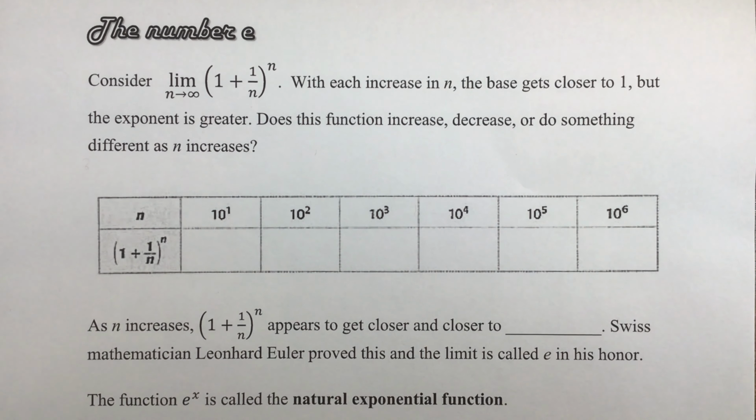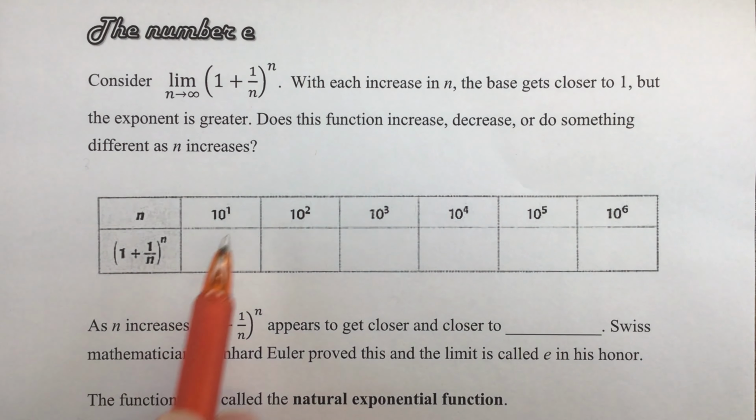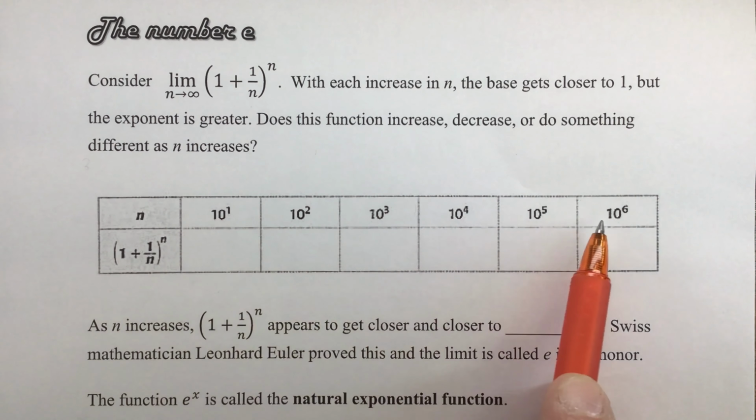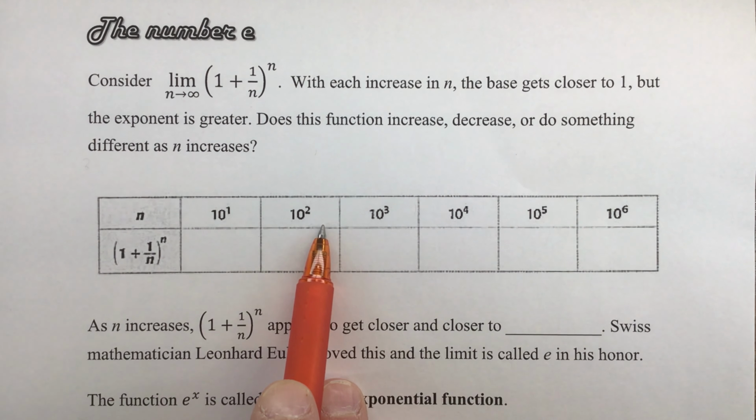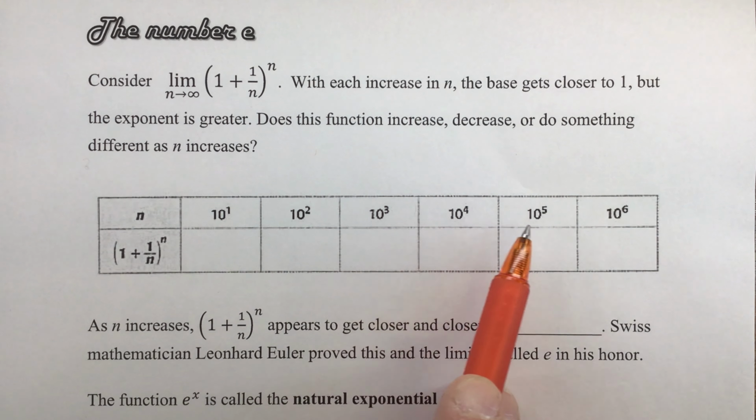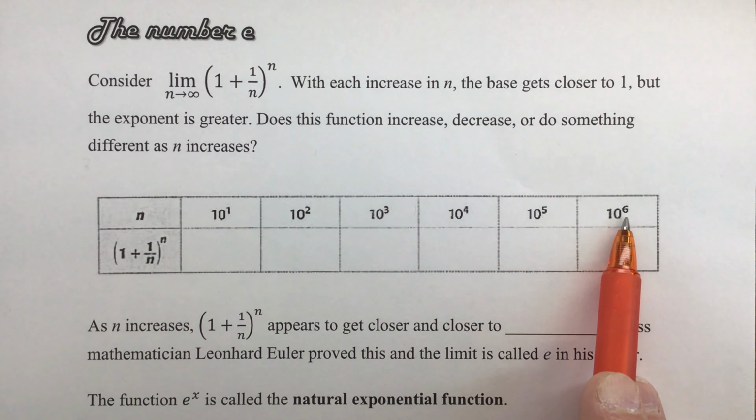The truth is, in a way, they kind of balance themselves out and they end up at a certain value, which is called e. So we're going to investigate this by plugging in larger and larger numbers as we go along. I have these written as exponents just because it's a little bit easier. This is 10, this is 100, this is 1,000, 10,000, 100,000, and a million. We're going to look at when n gets big, when it gets to a million.